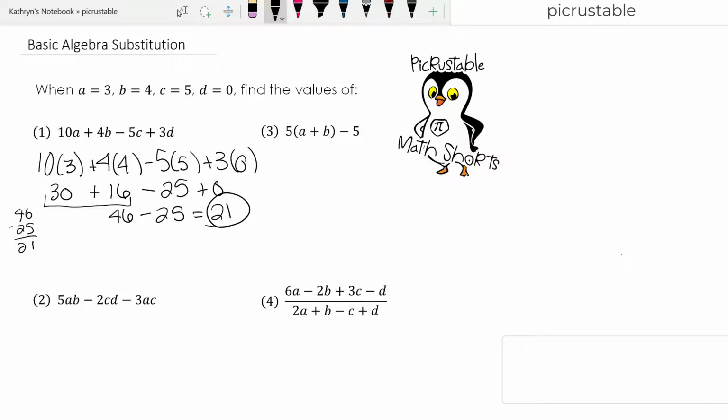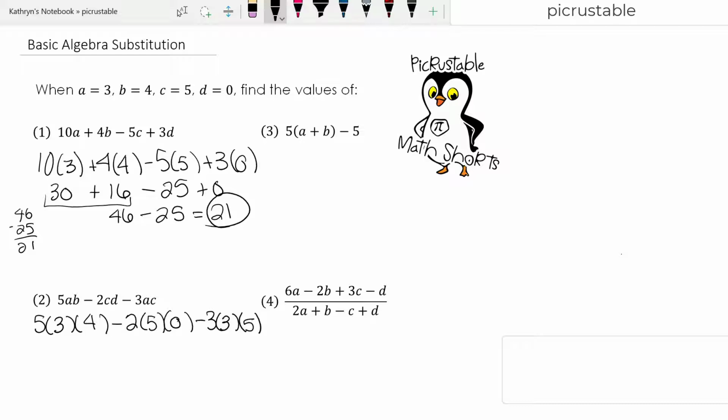Let's look at the second one. Once again, I'm going to do the same thing. I'm going to put a parentheses around every variable. Now, one thing to remember is which parentheses is which variable, right? Okay, so A is 3, so I have an A here and an A here. B is 4, so I have a B here. C is 5, so I have a C here and a C here. And finally, D is 0. Everything's filled in, so let's do this.